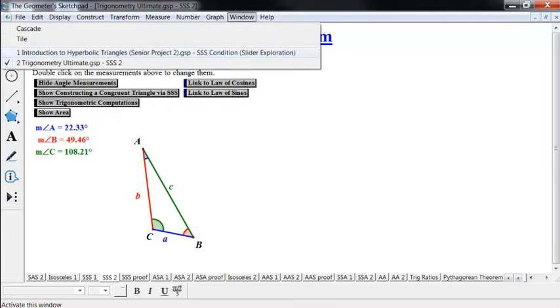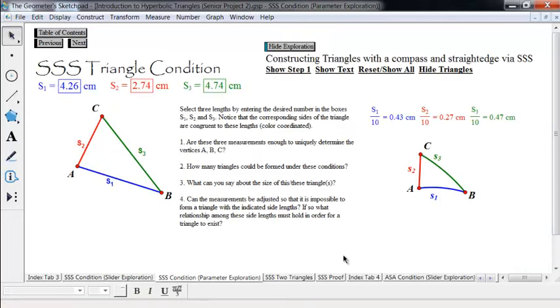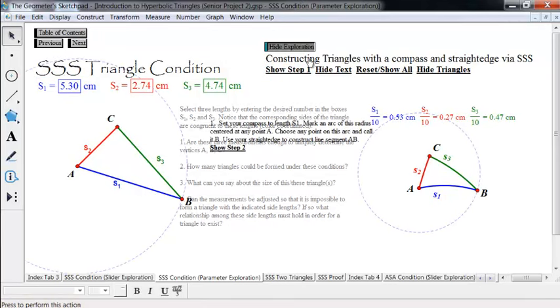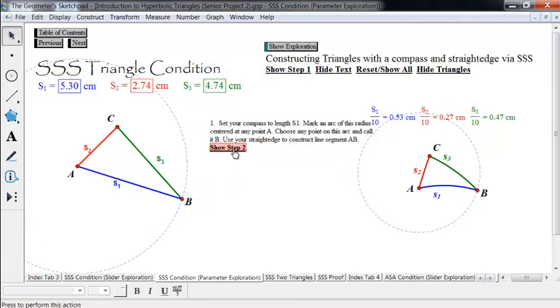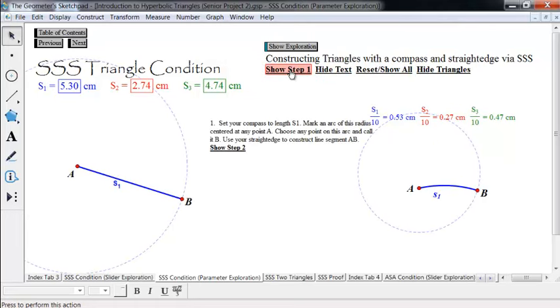Okay, going back to Wesley's sketch, let's look at his next one here. His also is done by parameter. And again, you can change these numbers here, and the triangles are dynamically adjusted. And then this will also go through the steps. Let's see, hide this. This will go through the steps of constructing, and you'll see the hyperbolic construction over here as well.